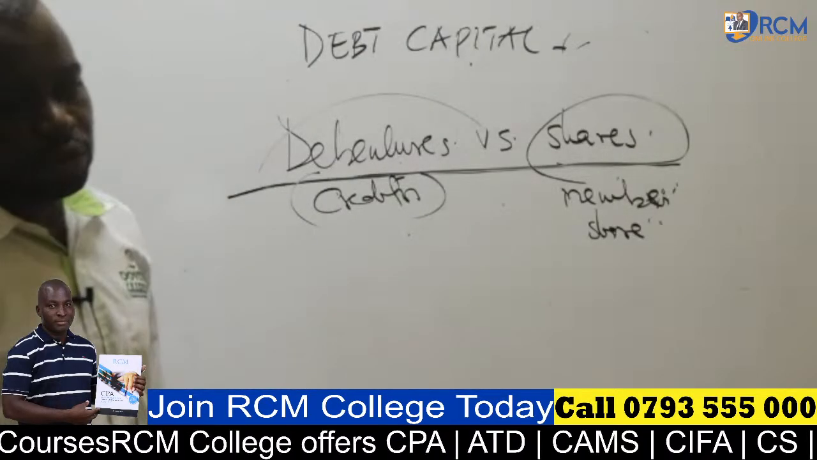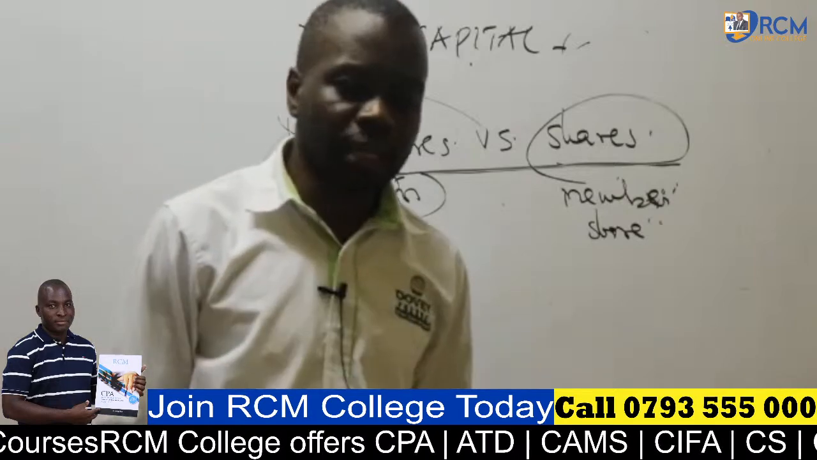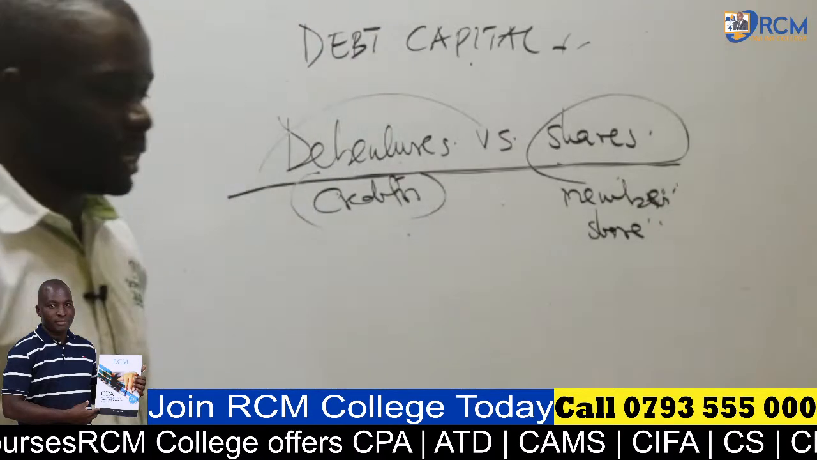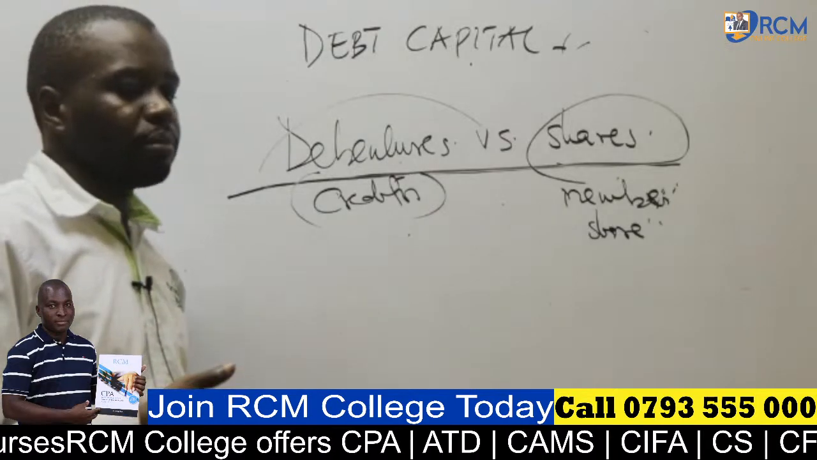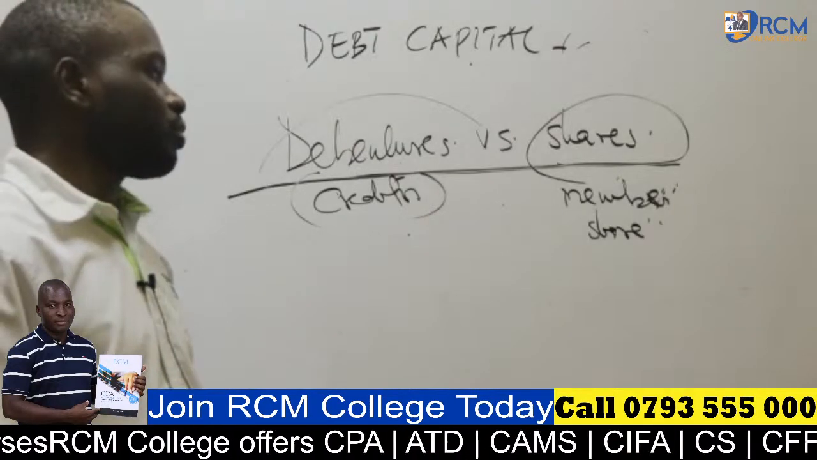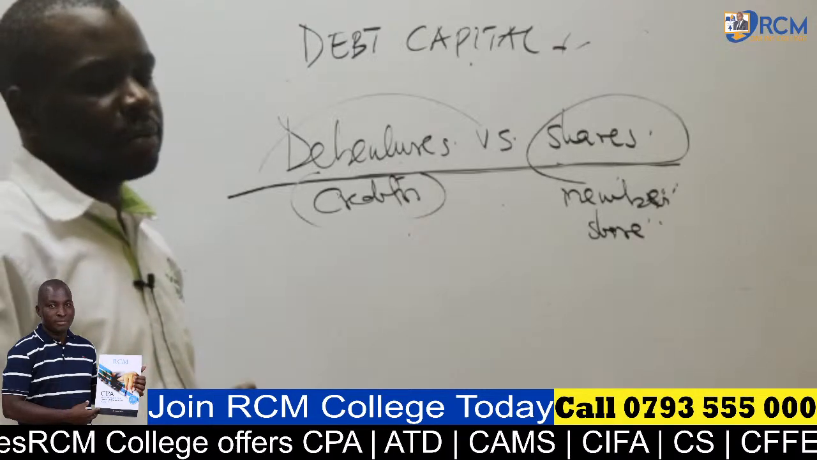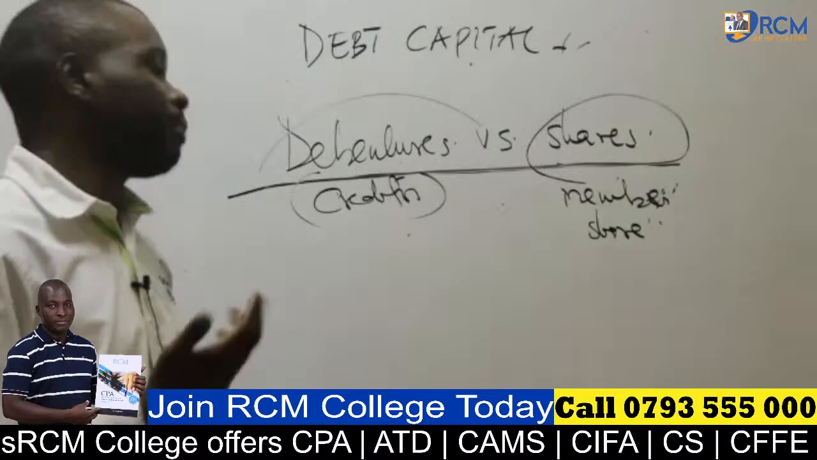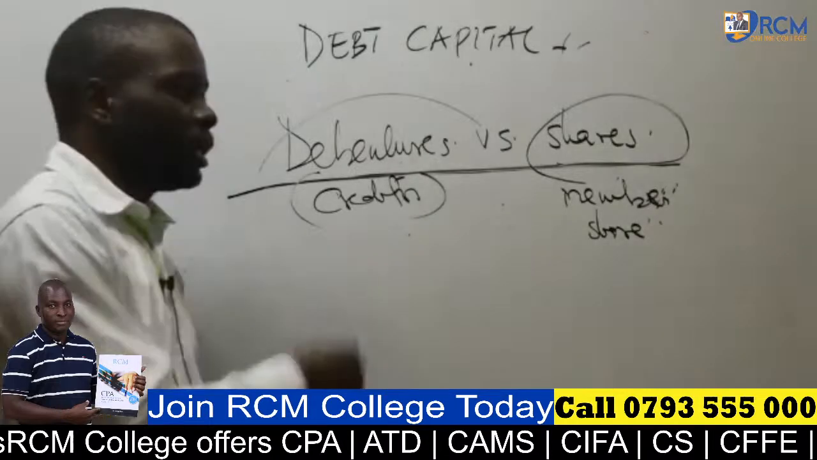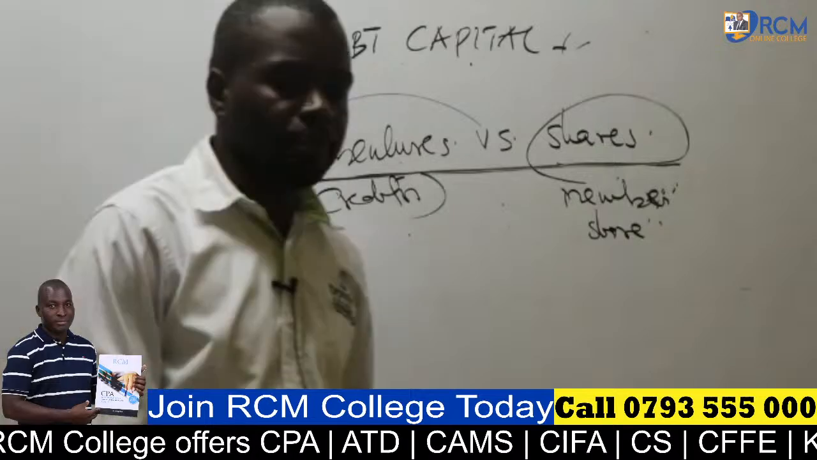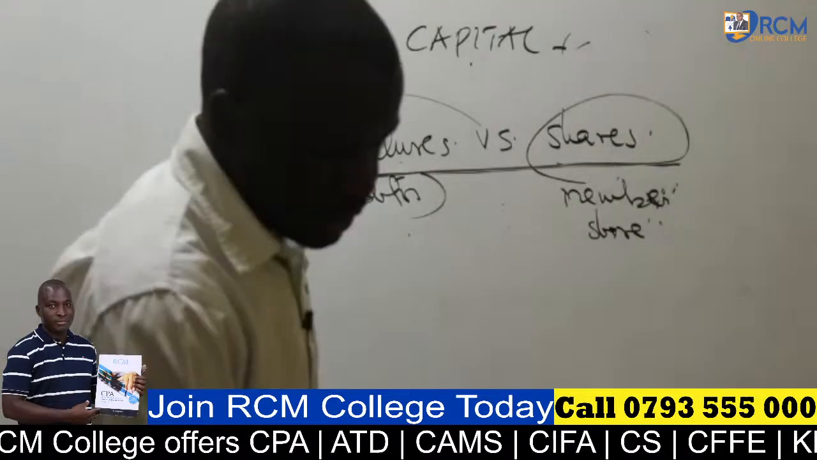pay the shareholders. So when a company is closed, we say that our suppliers who supplied goods will be paid first as a priority before the shareholders. So that is what we mean by that. Basically, those who provided capital in terms of debentures or lending money will be paid first on liquidation before they pay the shareholders of the company.